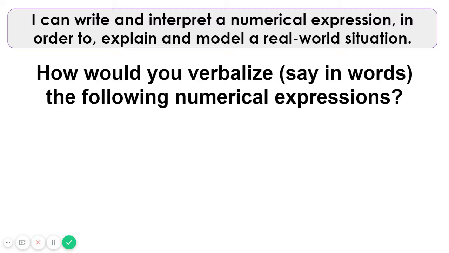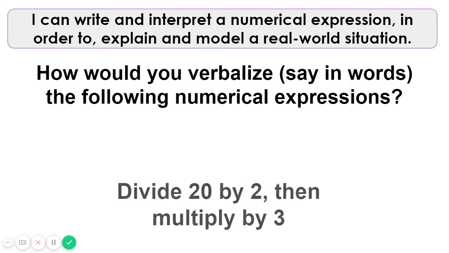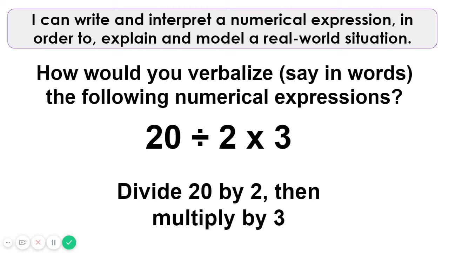All right, let's look at the next one. Divide 20 by 2, then multiply by 3. And my problem says 20 divided by 2 times 3. Step by step, that's what it just told me to do.